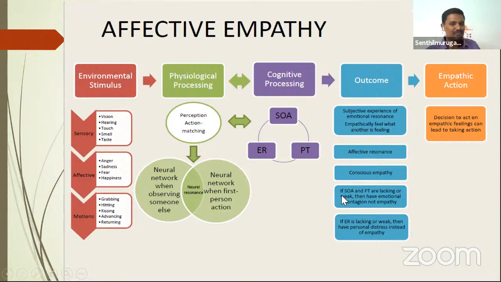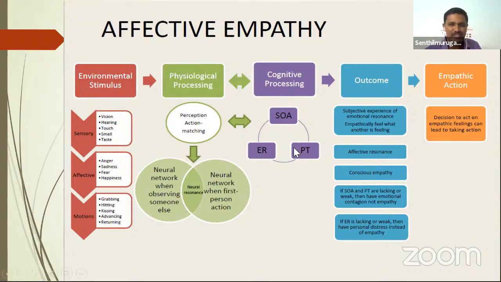In case SOA and PT are lagging or weak, then you have emotional contagion, not empathy. It's something like an emotional disease rather than empathy. We simply show emotions, and it doesn't produce any kind of outcome. Then the third one: if ER, emotional regulation, is lagging or weak, then we have personal distress instead of empathy. So we will remain revolving in that particular distress. It is very difficult for us to come out of that tedious situation.